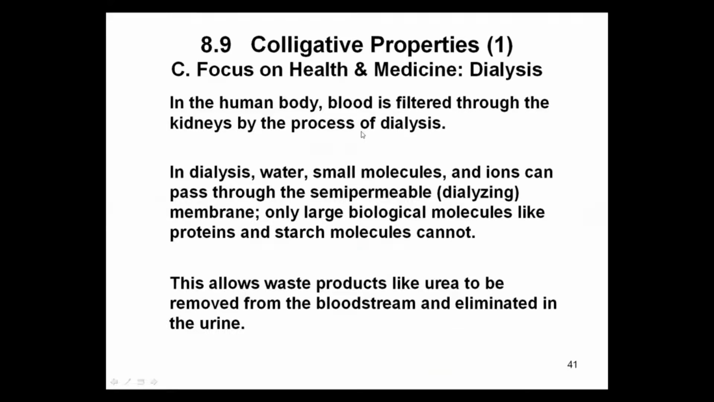So in the body, blood is filtered through the kidneys through a process similar to dialysis. And dialysis works similar to osmosis. It basically allows certain size molecules to be filtered out. So our kidneys help us get rid of waste products like urea and stuff like that. It's eliminated in urine, and helps filter our body of those types of things.